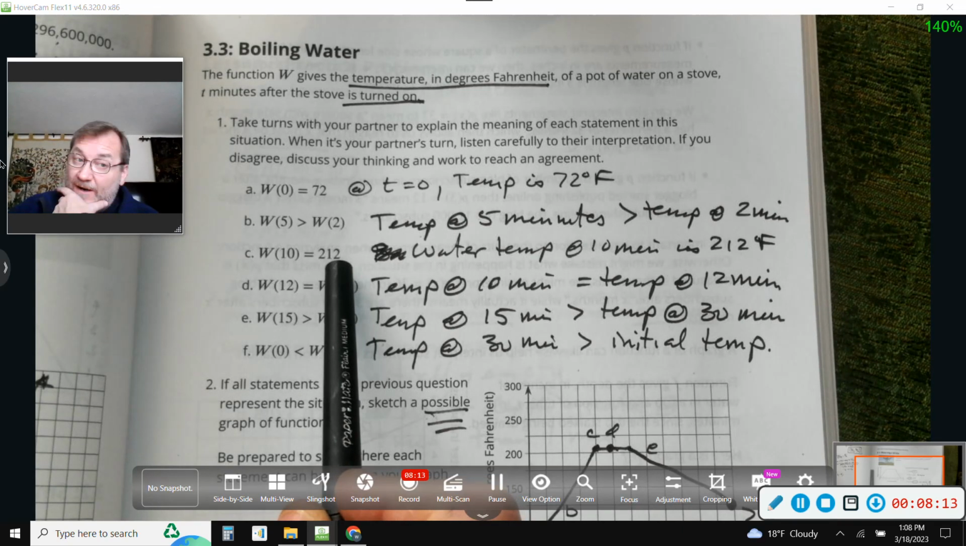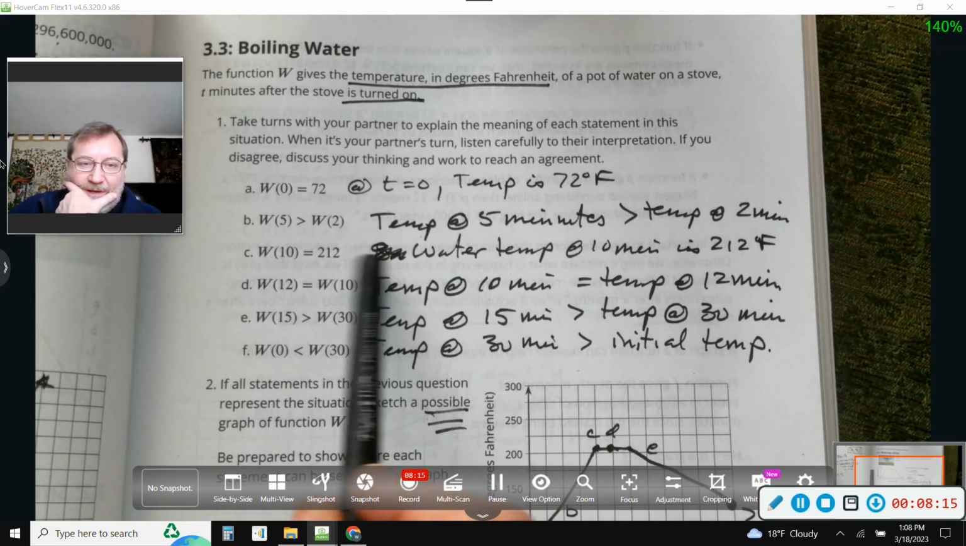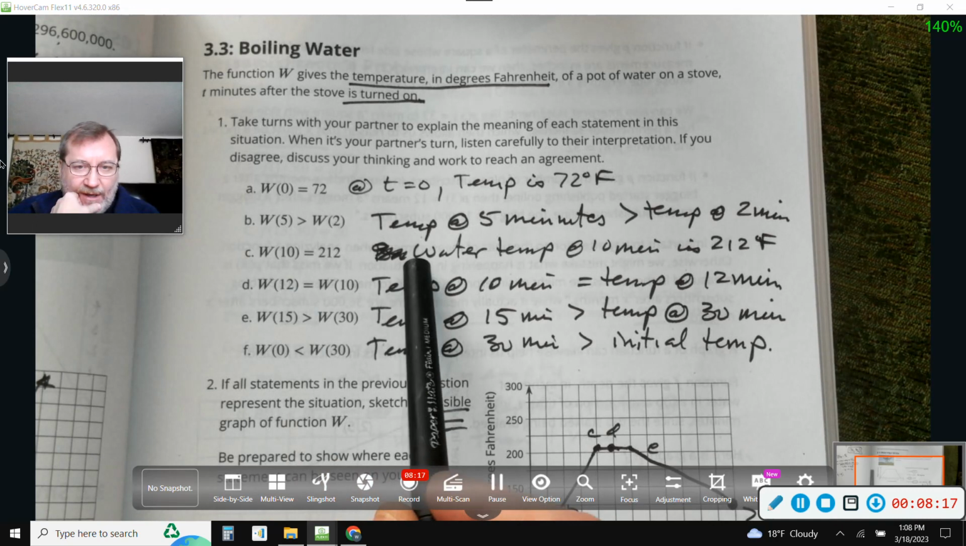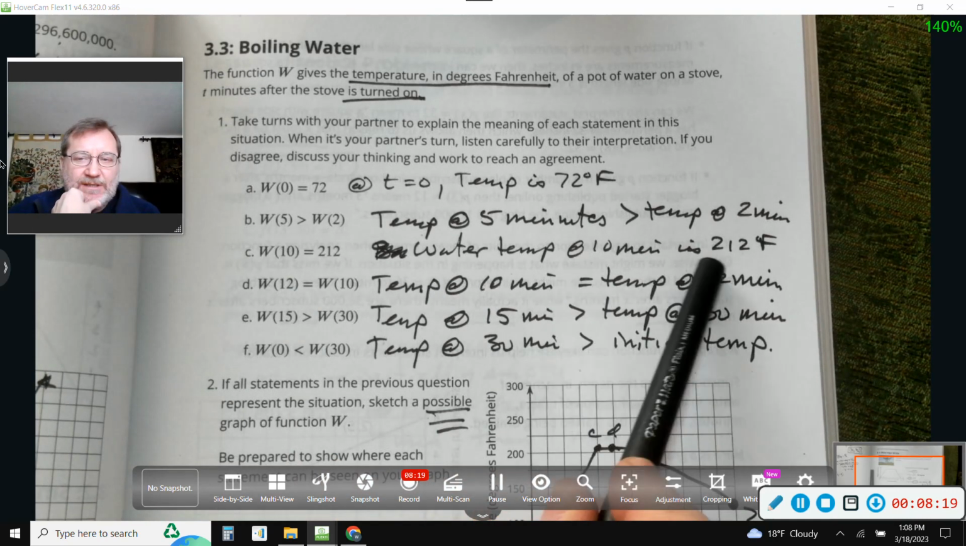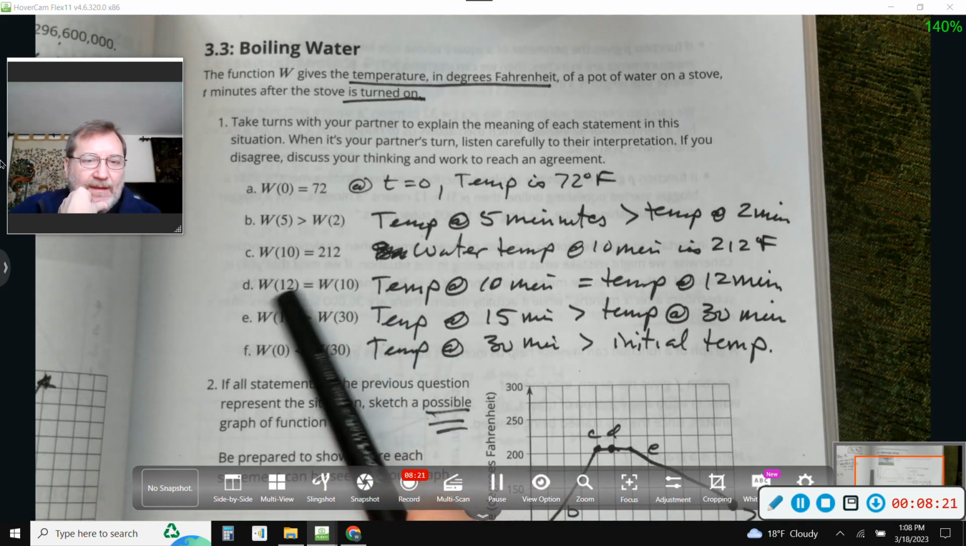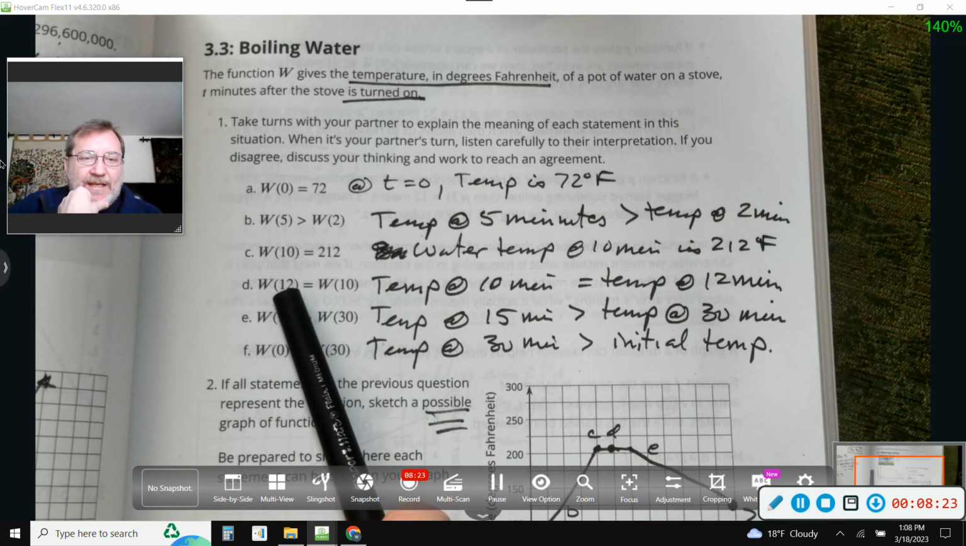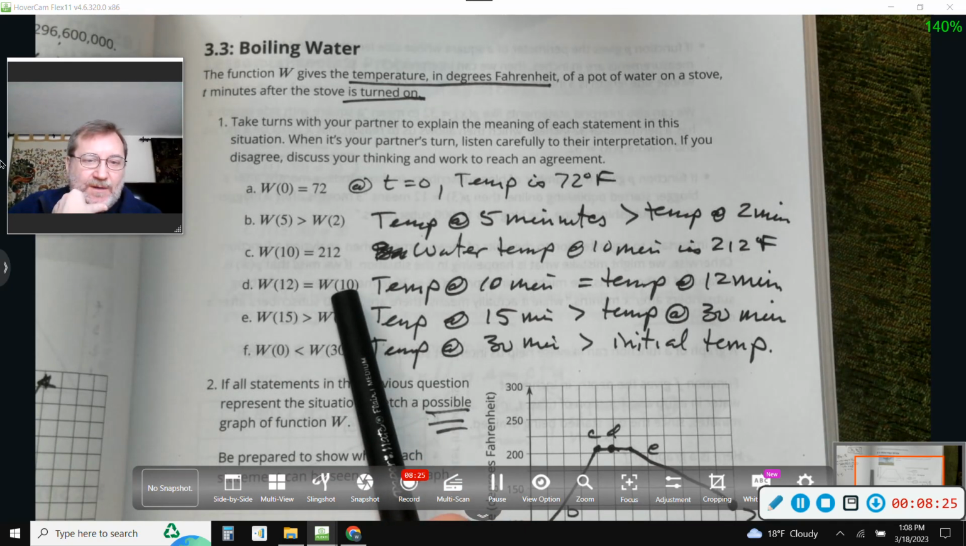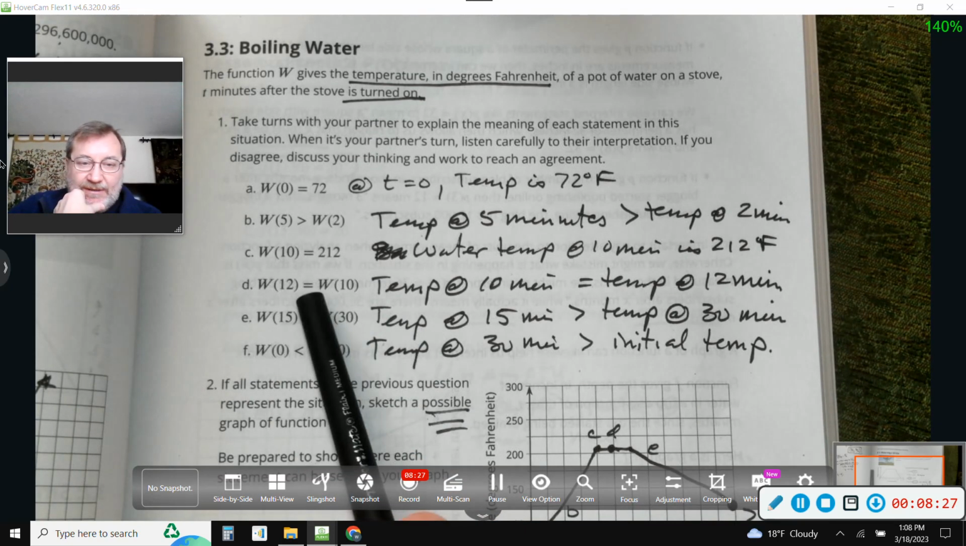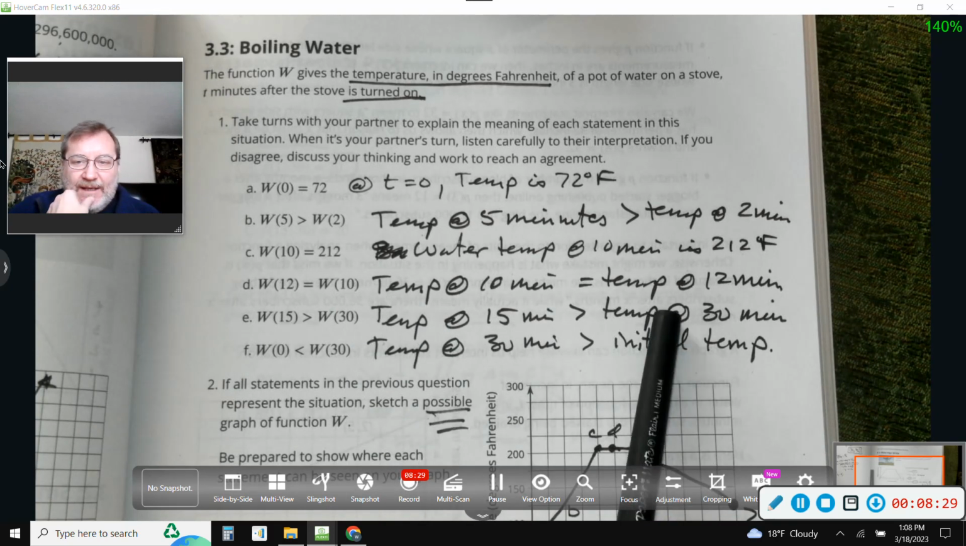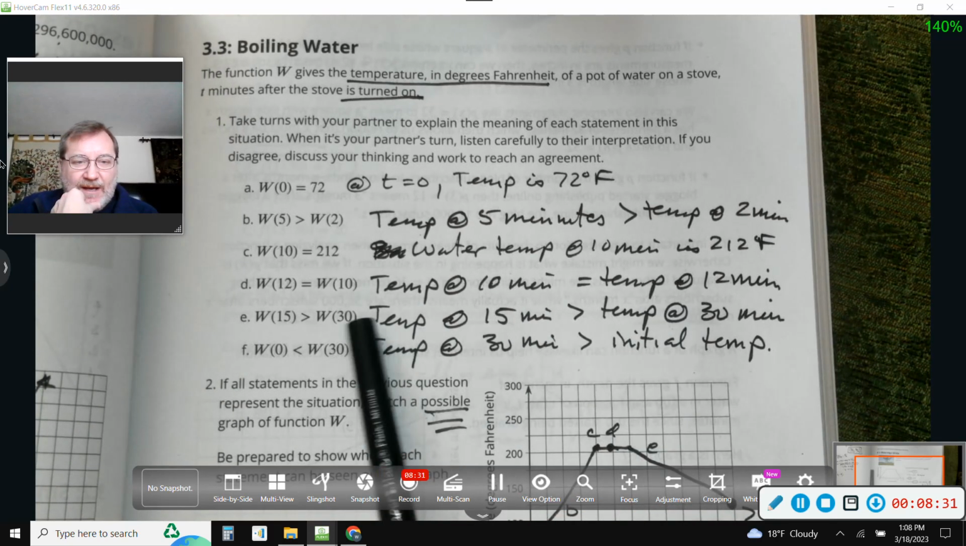212 degrees Fahrenheit. So that means basically at 10 minutes it's boiling, or you could say the water temperature at 10 minutes is 212 degrees. And the water temperature at 12 minutes is the same as the water temperature at 10 minutes because it sounds like it's still boiling. Alright, so those two temperatures are the same.